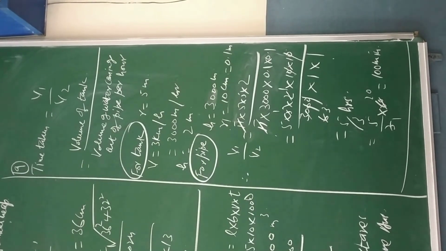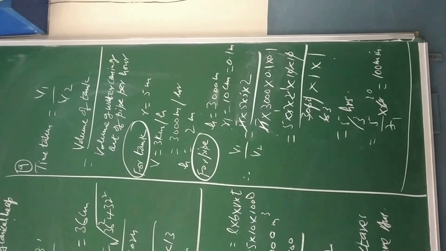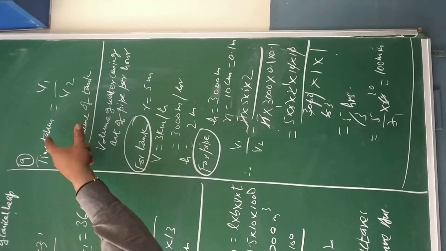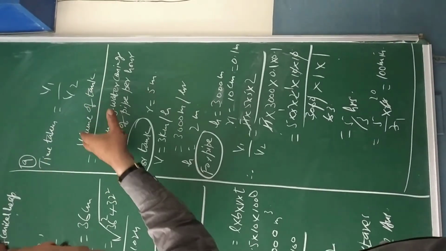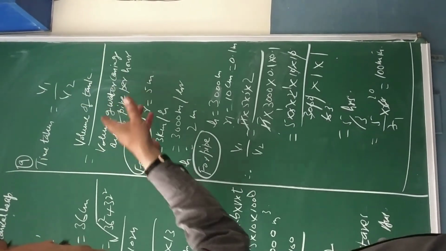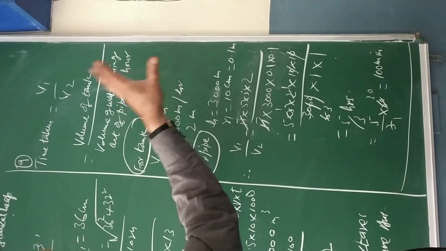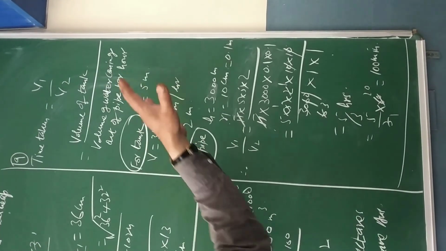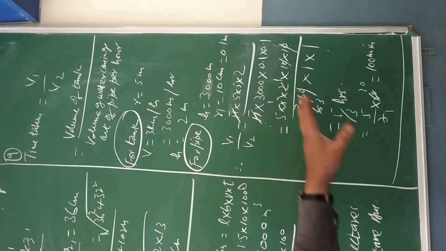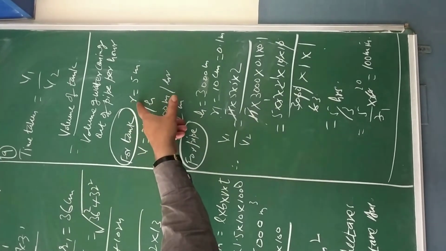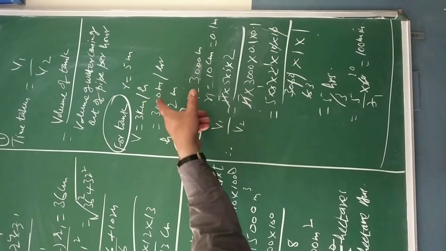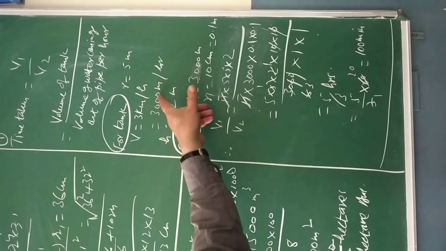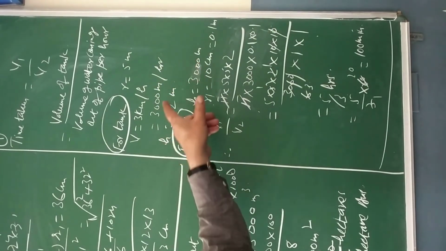So again, when I am talking about the number of times, I have to take the bigger volume divided by the smaller volume. So bigger is the volume of the tank, smaller is the volume of water coming out of the pipe per hour. So the tank is also cylindrical and the pipe is also cylindrical. So for the tank the dimensions are: radius 5, and height is 2 meter. Velocity is 3 km per hour, that you can convert to 3000 meter per hour.